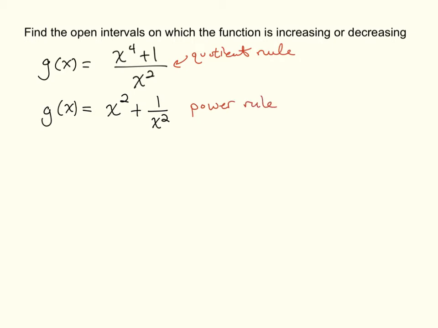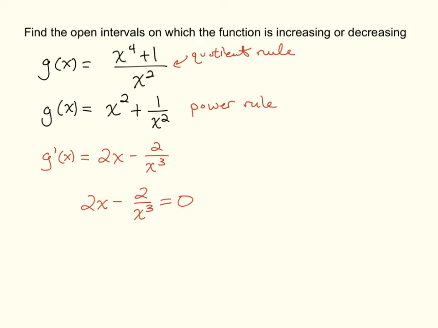So when you use the power rule to find the derivative, you get g prime of x equals 2x minus 2 over x to the third power. And we want to use this derivative so that we can find any critical values of our function. And what is key to remember is that critical values are where the derivative equals 0 and where the derivative is undefined.